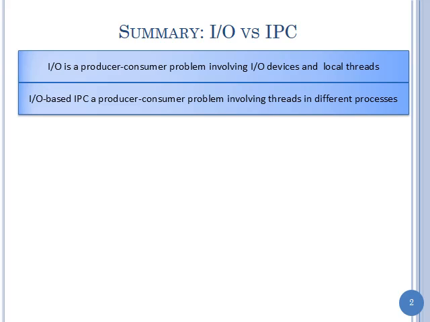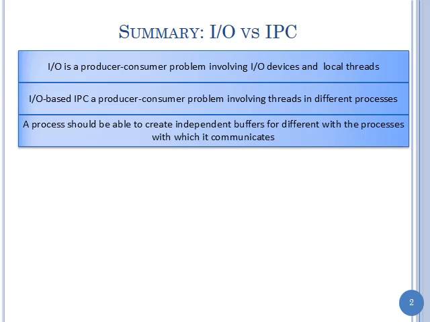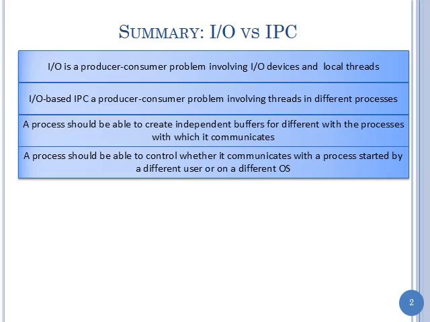And we want to be able to create independent buffers for different processes with which it communicates. So it's not like a pipe where the process is just communicating with one other process preceding it, and maybe one process succeeding it. It's communicating with an arbitrary number of processes, which we want in general. And in a pipe, you can just attach two processes together which perhaps didn't even want to talk to each other, and don't even know they're going to talk to each other.